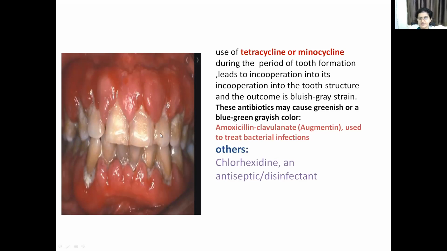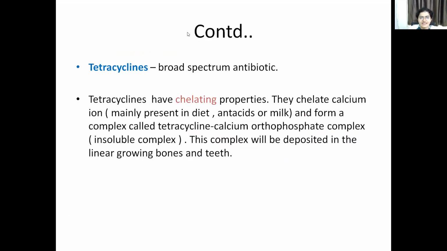So tetracycline is a broad spectrum antibiotic. Usually tetracyclines have chelating properties. Okay, chelating properties. They chelate the calcium ion, which is present mostly in your diet or antacids and milk.